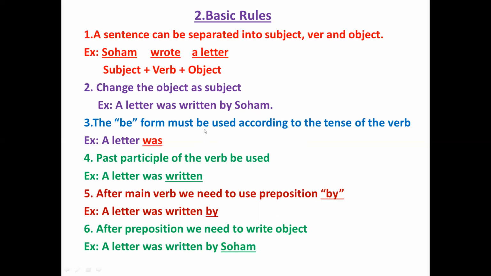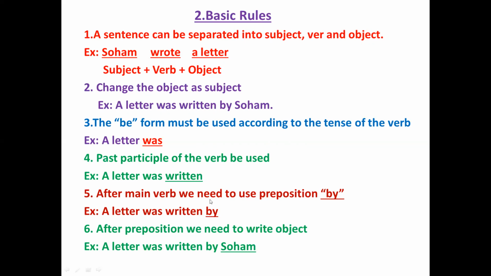Third rule is the be form must be used according to the tense of the verb. Here the verb wrote means it is a past tense. So that's why we use the be form was. Fourth, the past participle of the verb must be used. So a letter was written. Written is a past participle, that means verb 3. We have verb 1, verb 2, and verb 3. So we have to use verb 3 in the passive voice sentence.